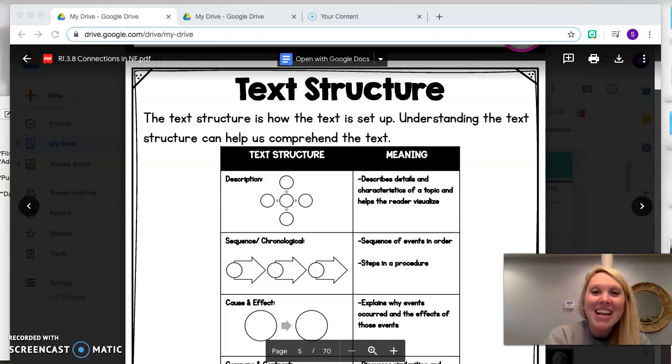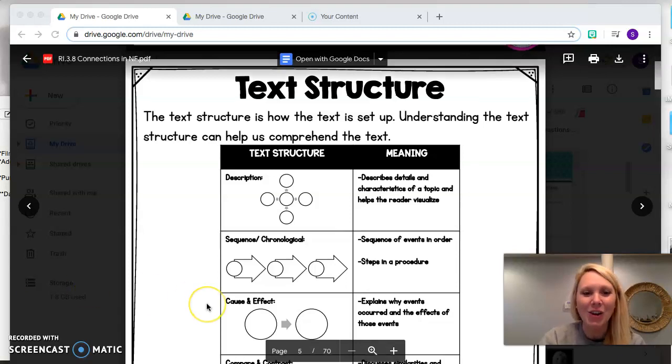Hi all! So today we're going to be introducing another text structure. Well, this week you've been learning several different text structures. That's just basically telling you how the text is set up, how the author's words help you understand or comprehend what you're reading. Well, you've learned about description, sequencing, cause and effects. And today you're going to be talking about comparison.